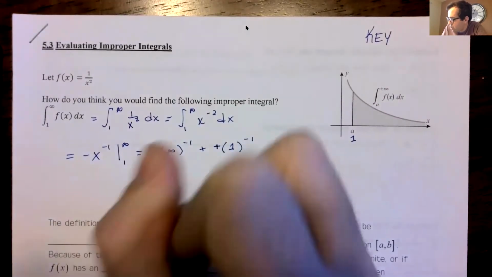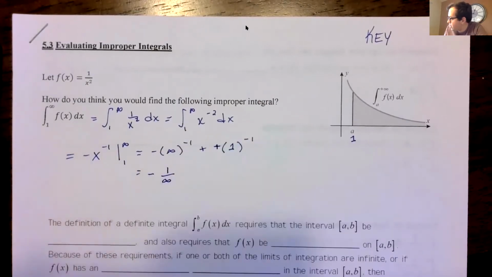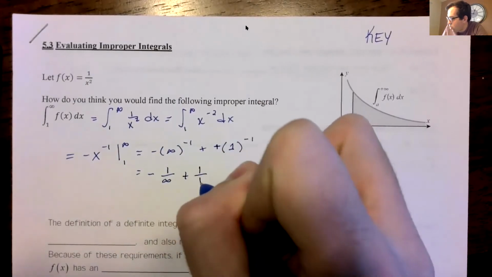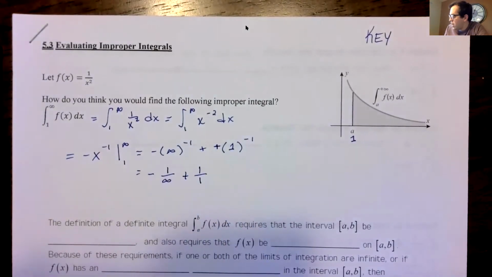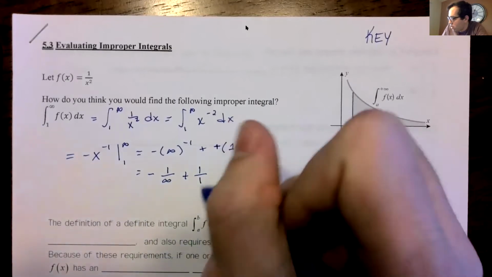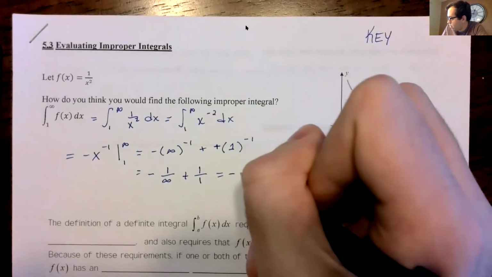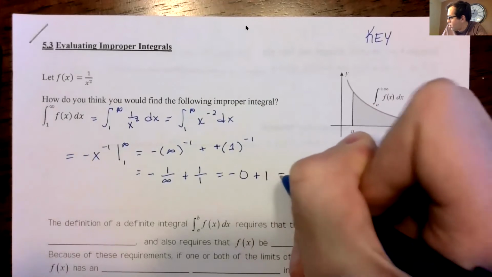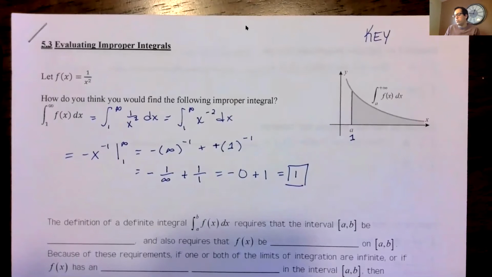And so if I rewrite this, I have negative 1 over infinity plus 1 over 1, right? Because that 1 flips to the denominator, the infinity flips to the denominator. And 1 over infinity, as a limit, approaches 0. So 1 over infinity for our purposes is really just 0. So we have negative 0 plus 1, or 1. Okay? So even though we had an infinity as a bound on our integral, we evaluated a 1.